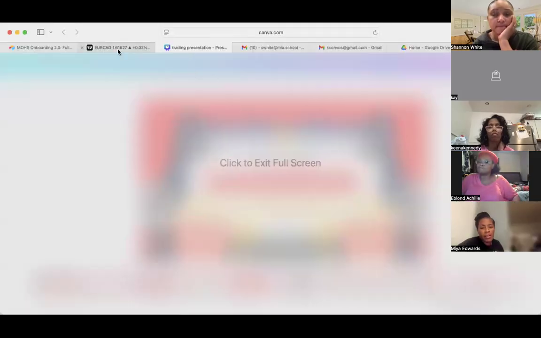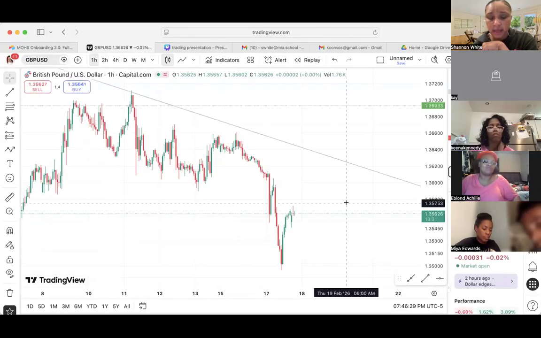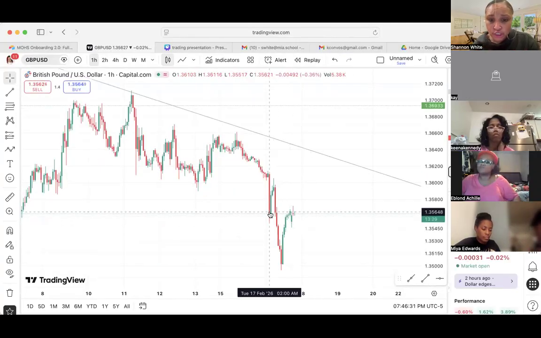Say that one more time. The entry is the previous higher high or lower low. The entry is the previous... Yeah. Let's see if we can find it like this. This is perfect, y'all.